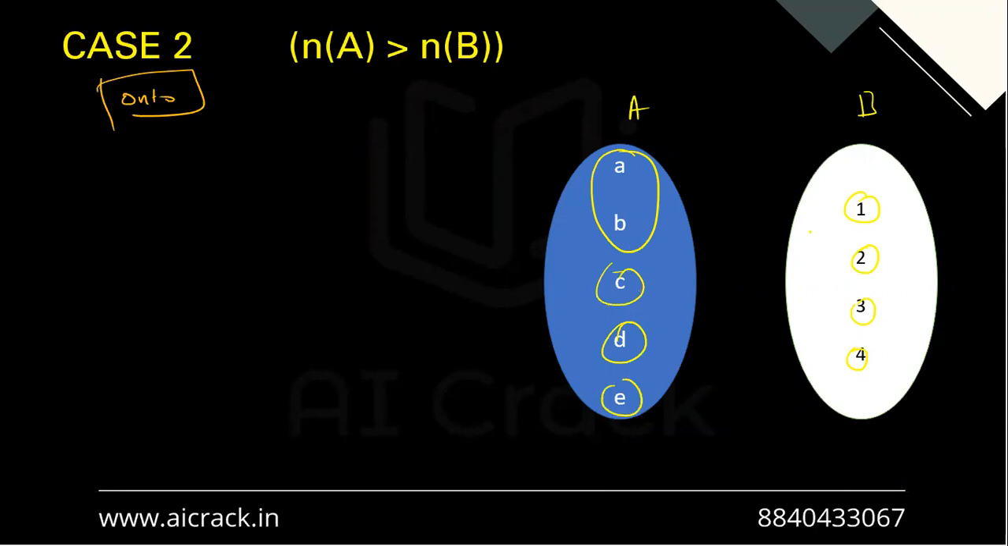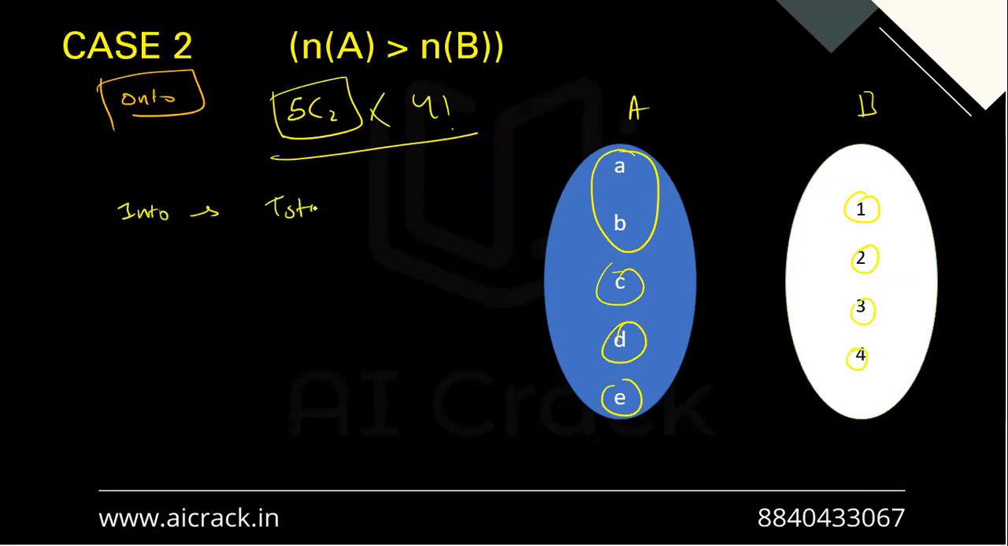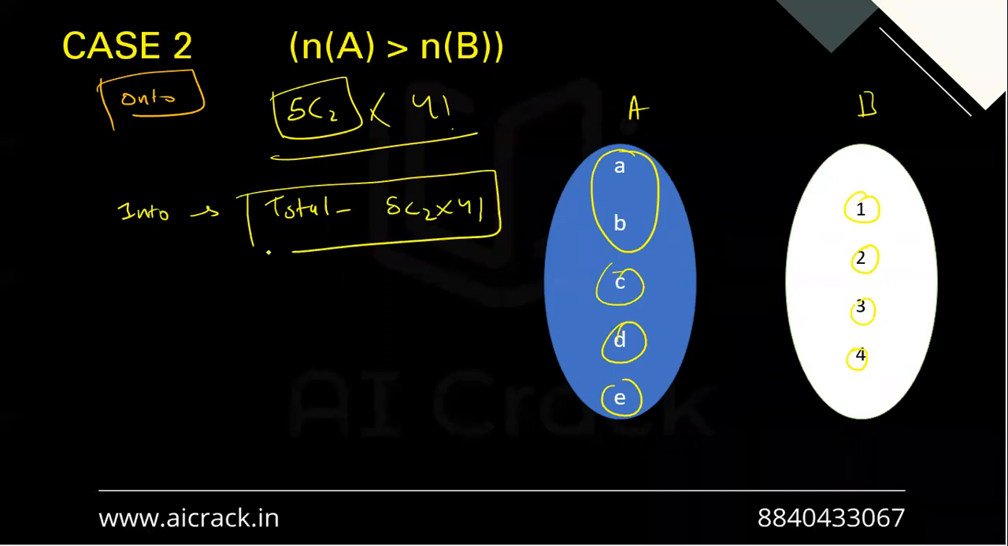So now we can do the mapping easily. For combining, I'll have to take 5C2. I'll take any 2 combination that would give me 5C2. Now, once I have selected 2, the rest of the 3 are automatically selected. I have selected 5C2 for the clubbing part. And now I have to arrange these 4 with these 4, right? So that would be 4 factorial, very simple, right? So this is our answer. This is how we have to do it. Now, talking about into functions, that would be total minus 5C2 into 4 factorial. Very simple. So our case 2 is also over now.